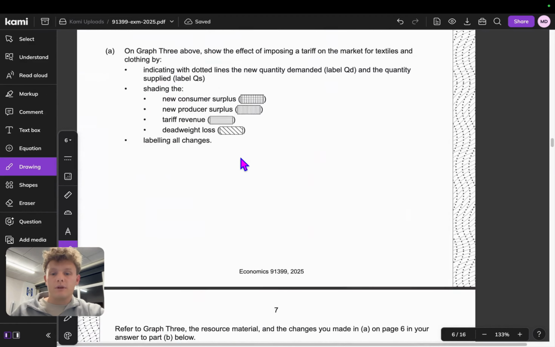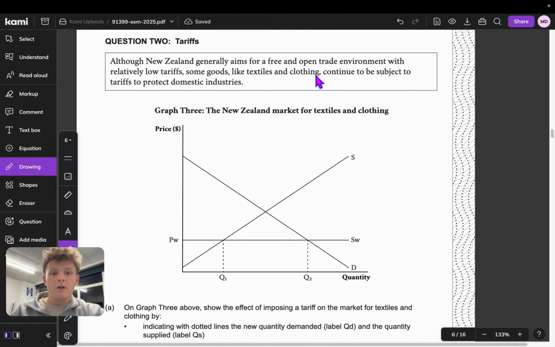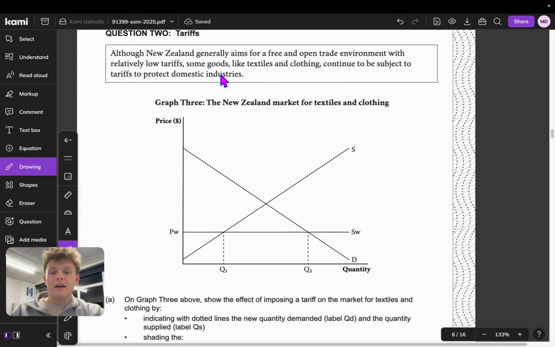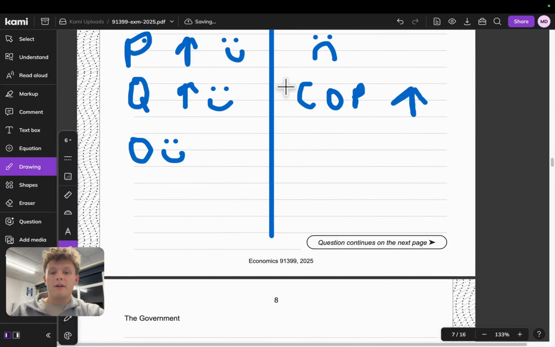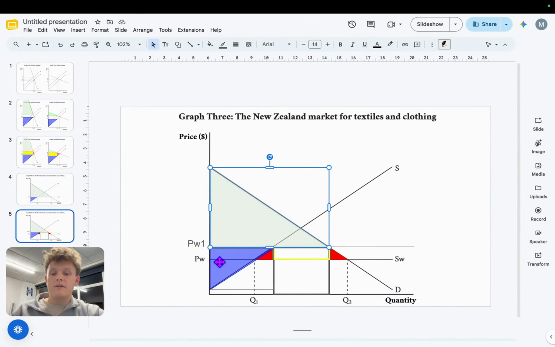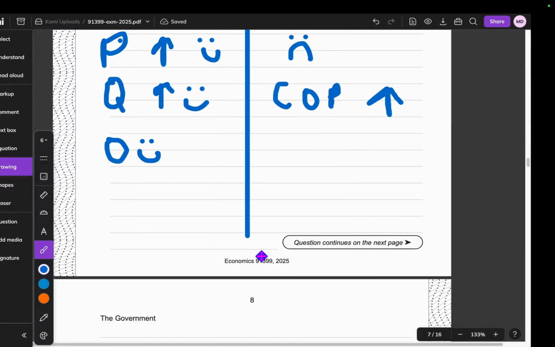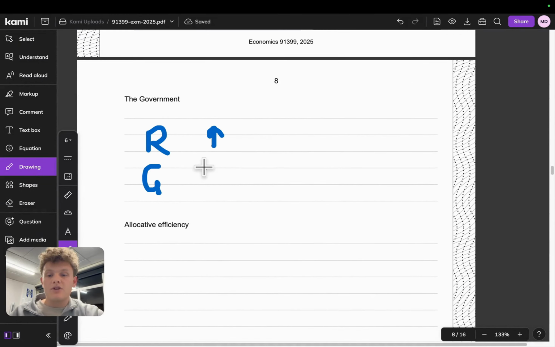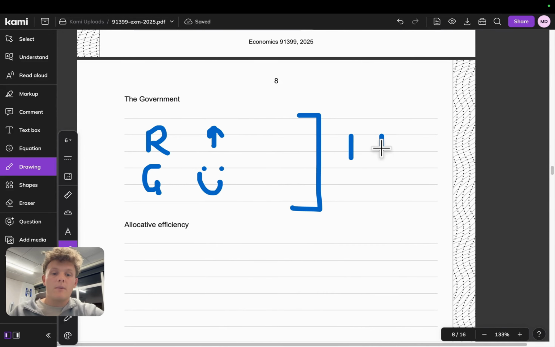Let's have a little look. It was to protect domestic industries here. And have we protected the domestic industry? Well, yes, because now the domestic industry receives a higher price and they sell a greater quantity, so they're better off, and the government has achieved their goal. They're happy. So there's 2 wins here for the government. These guys are for sure better off.